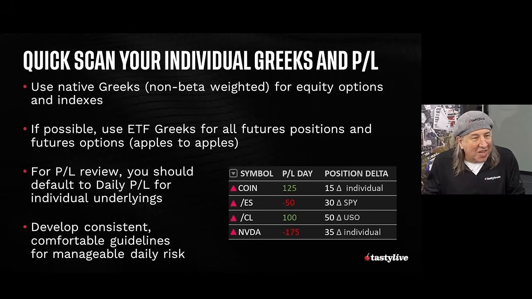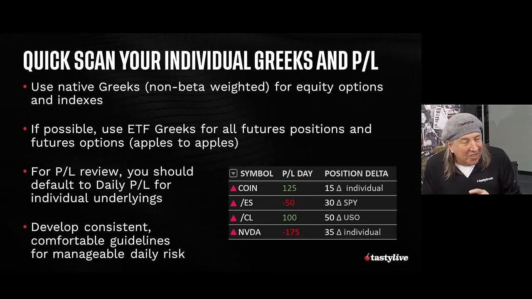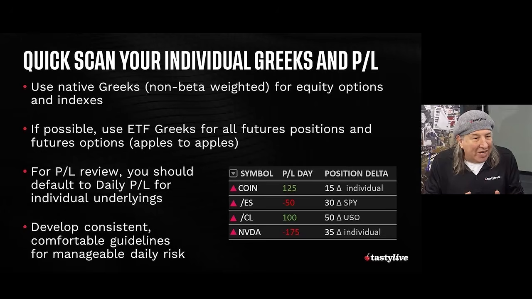So the next thing I want, when you're deciding how you're going to manage your position, you've got to do a quick scan of the individual Greeks and your P&Ls, whether you have on 1 position, 5 positions, 10 positions, or 80 positions. It doesn't matter. So what we do is we use native Greeks. Those are non-beta weighted for equity option positions and our equity index positions. Okay, I'll get to futures in 1 second. But we use native Greeks.